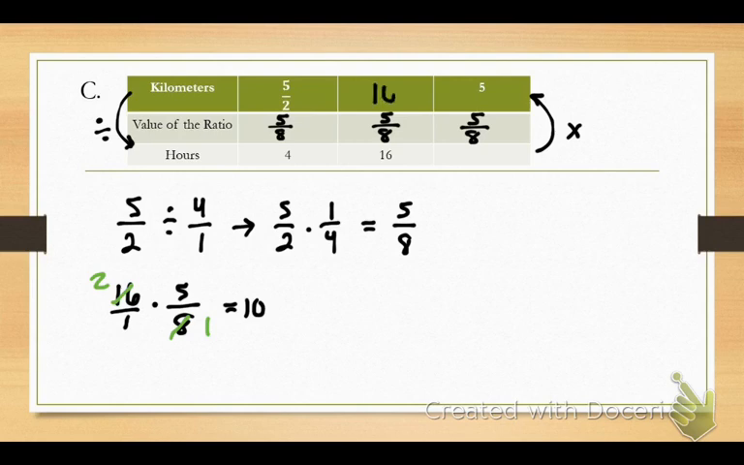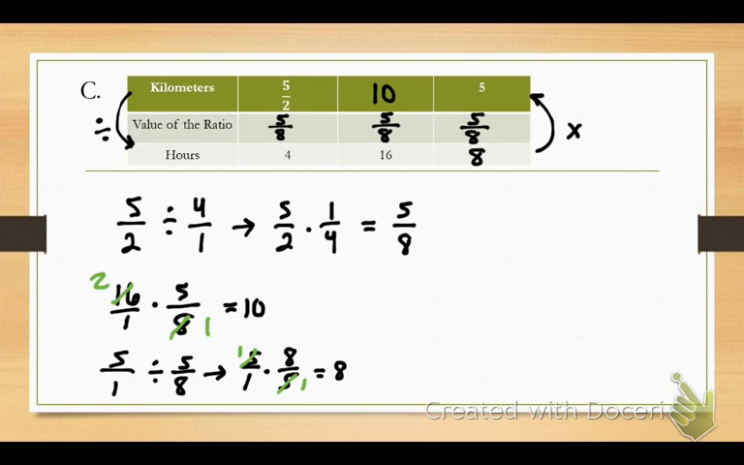That's 10 kilometers per hour. Now I'm going from 5 up here on top down there. When I'm going from top to bottom, what do you do? You divide. So I'm going to take 5 divided by 5/8, the value of my ratio, which means 5 times 8/5. Can anything cross-reduce? Yes, so cross it out. What do you get, guys? 8. All right. Was there anyone who got both of those correct when you did it with your partner?